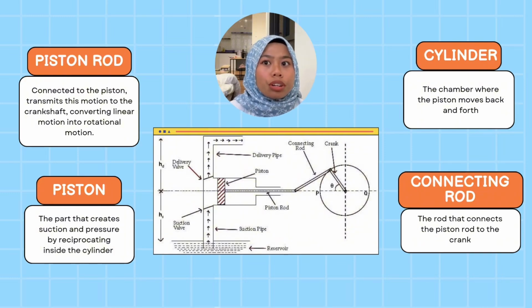What is piston rod? Piston rod is connected to the piston, transmits this motion to the crankshaft, converting linear motion into rotational motion. So, what is piston? Piston is the part that creates suction and pressure by reciprocating inside the cylinder. What is cylinder? Cylinder is the chamber where the piston moves back and forth, and the connecting rod is the rod that connects the piston rod to the crank.